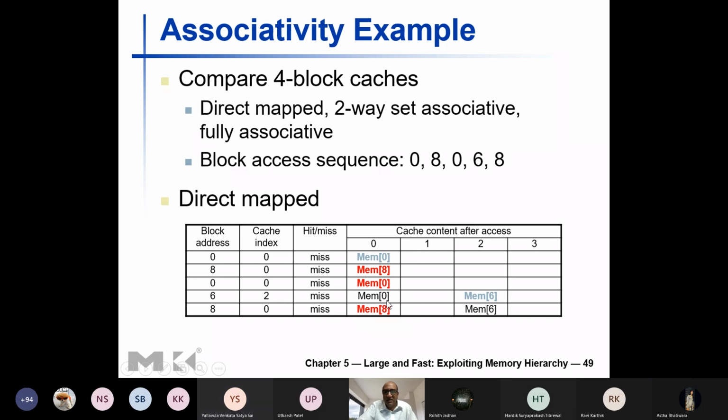And the normal font, like memory 0, means that the entry is there, and you are getting a new reference that is accommodated in some other location, right? So here you can see that in a direct mapped cache, all 5 references result in 5 misses.